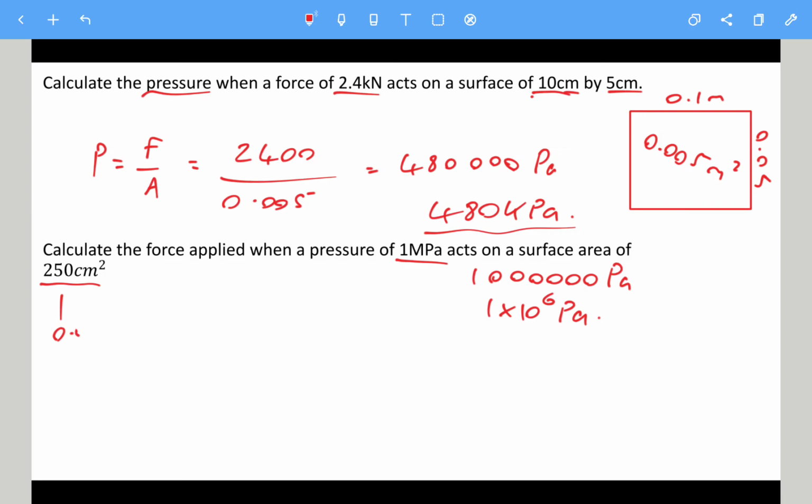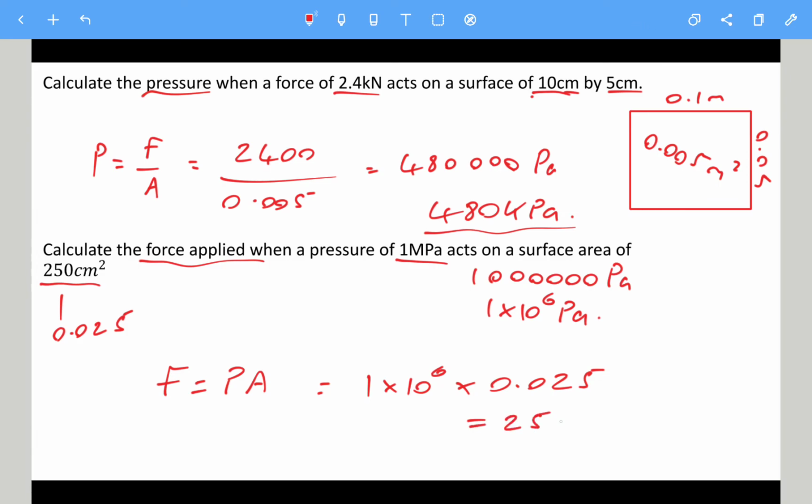Now we can go back to our question. So that's 0.025. So force applied. So force is pressure times area. I've done that already. Times through by A. And then just multiply them together. So 1 megapascal is a million. So you can write 1 with 6 zeros, or 1 times 10 to the 6, times the area, 0.025 square meters. And that gives us a force that's equal to 25,000 newtons. Or 25 kilonewtons.